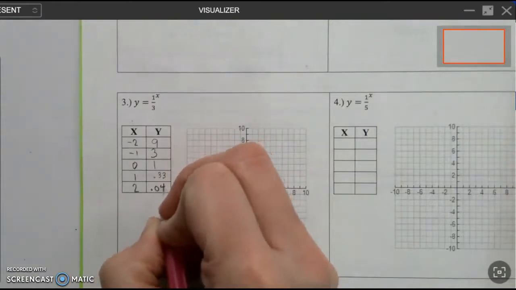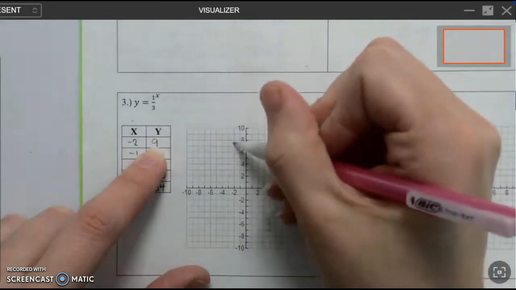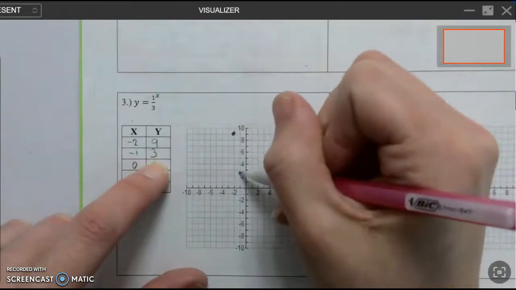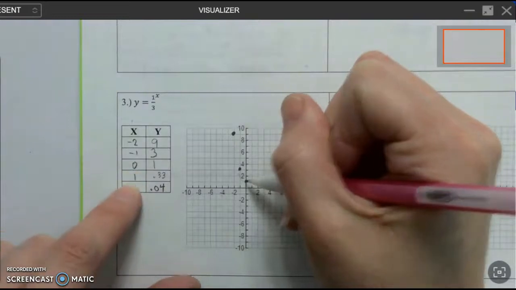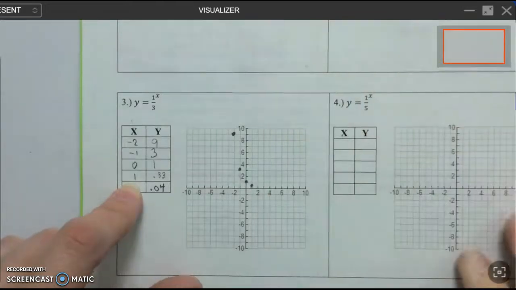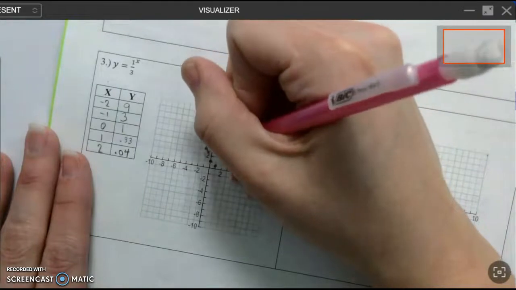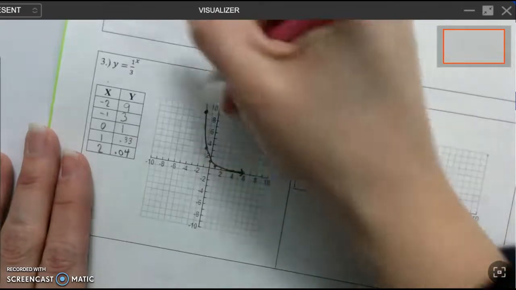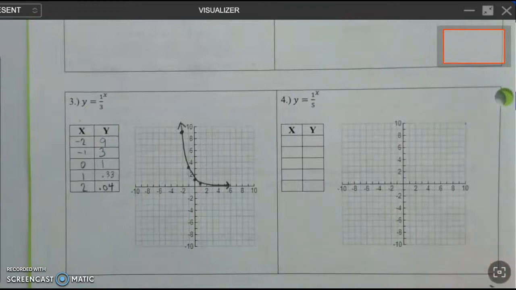That one's going to be pretty hard to graph. Okay, negative 2, 9, it's going to be right here. Negative 1, 3, 0, 1, 1, 0.33, and then I'll just continue super close to the x-axis here. Close as I can. And there's your exponential decay.